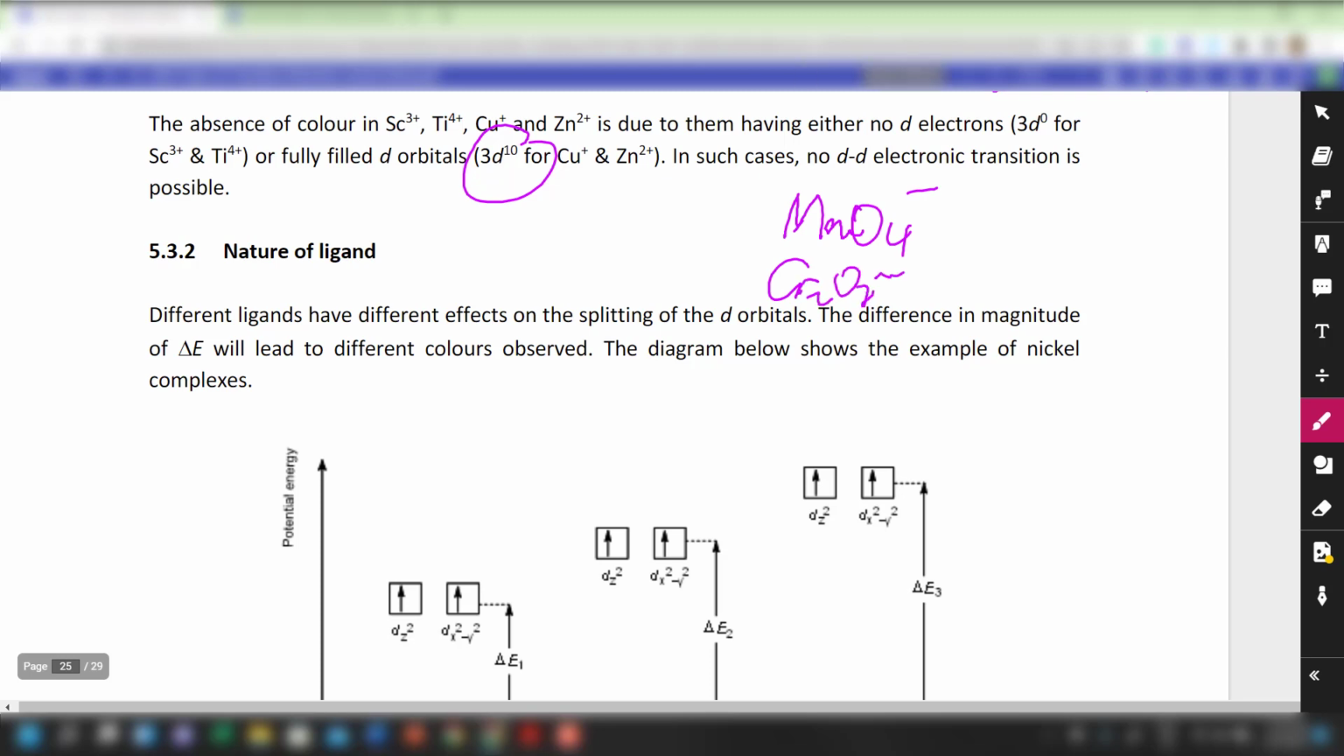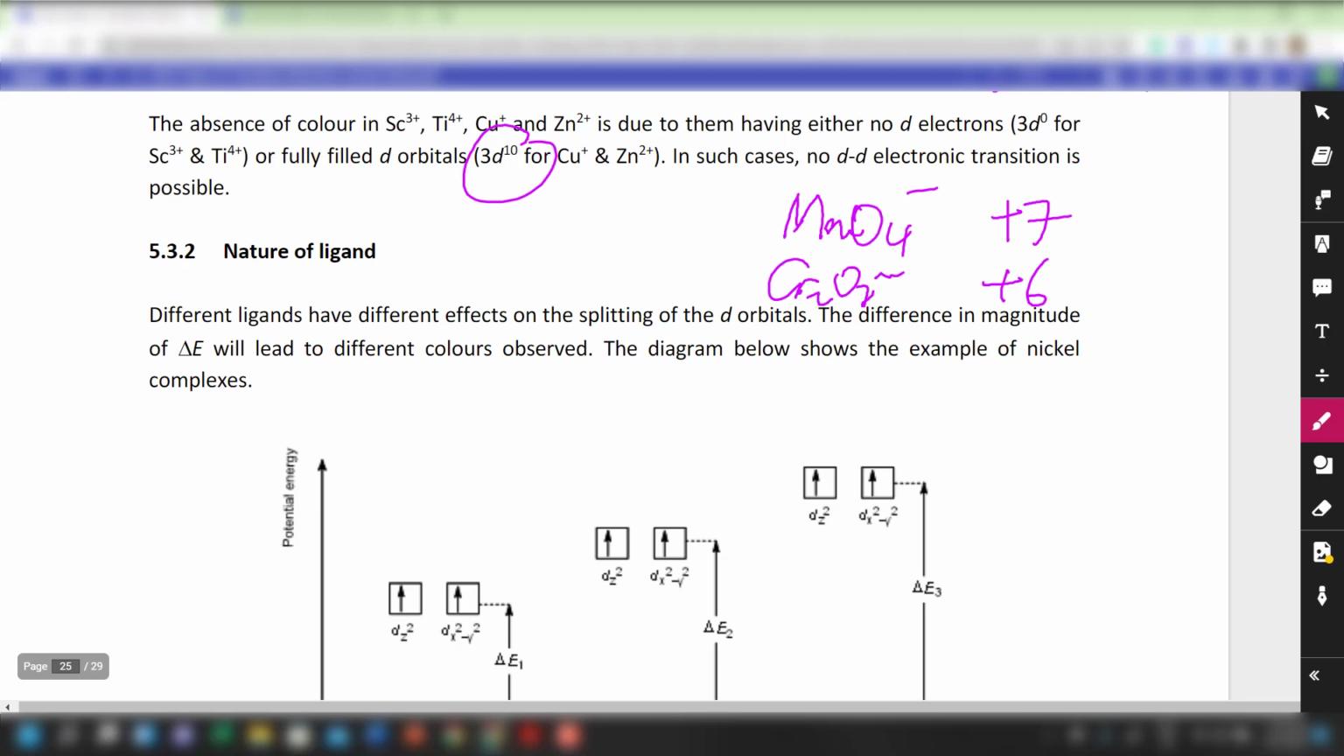Cr2O7 2 minus. The manganese in potassium permanganate has an oxidation state of +7. Chromium is +6. But they are brightly colored. One is purple, the other one is orange. Both of them are d0, but why are they brightly colored? So another mechanism is at play. This mechanism is known as charge transfer.